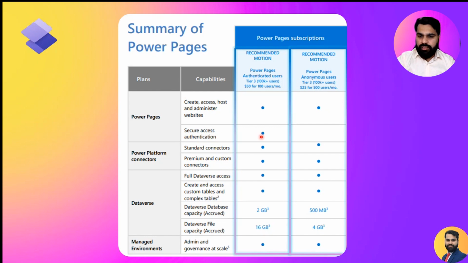Secure access authentication, definitely the authenticated user license would provide that. These authentications could be through Azure AD access, or from any of the other authentication channels also. Azure AD B2C is generally what we use here. For anonymous, as the name suggests, there is no secure authentication. There is no provision of logging in for the users. In this particular case, platform connectors, standard connectors, and premium connectors are both available.